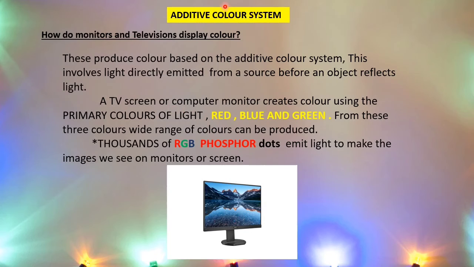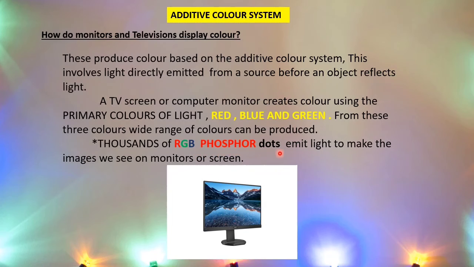Let's come to the additive color system. What do you mean by additive color system? How do monitors and televisions display colors? Well, that's very simple. These produce color based on the additive color system. This involves light directly emitted from a source before an object reflects light. A TV screen and a computer monitor create color using the primary colors of light, and just remember, the primary colors are red, green, blue, RGB.